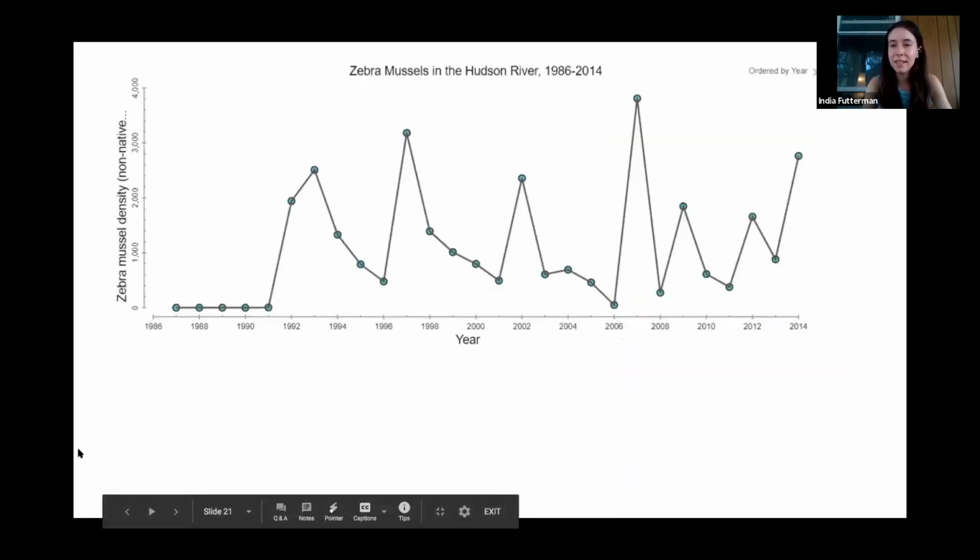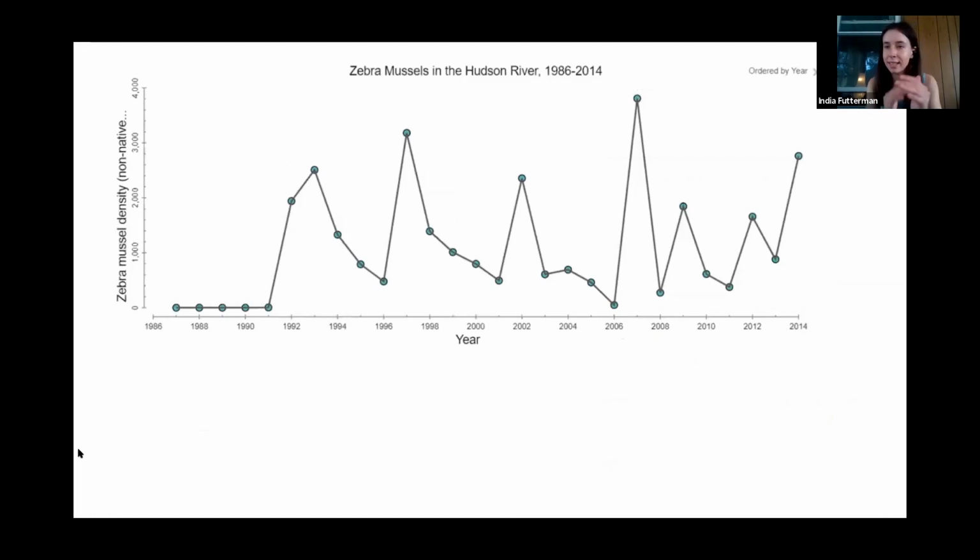Even more interesting is that when we, as scientists, continued to collect data into the 2000s, we see a much more interesting dynamic. Not only are zebra mussel populations increasing rapidly and then declining, but then they jump up again and then decline again every few years. What's going on here? Why is this cyclic population dynamic happening?